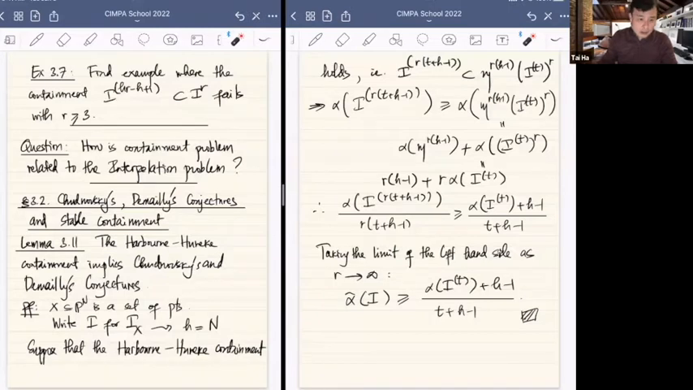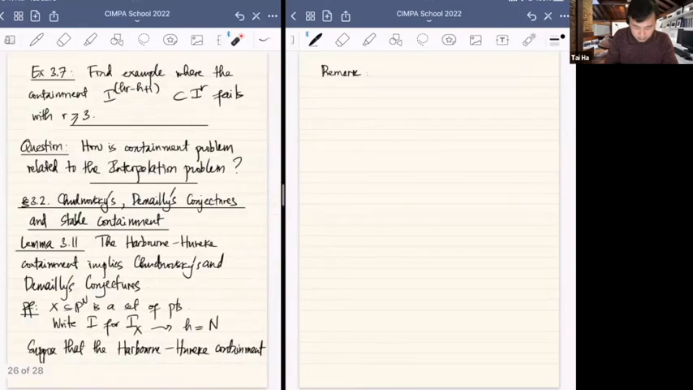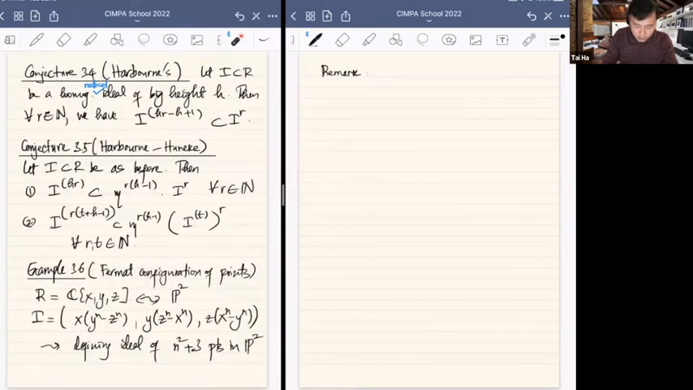All right, so let me make another remark here. Professor Ha, can you state the conjecture in terms of the Waldschmidt constant? The second one, the Harbourne-Huneke conjecture in terms of the Waldschmidt constant. I don't quite understand, because the Harbourne-Huneke conjecture is about containment of ideals. And the Waldschmidt constant appears in Chudnovsky and Demailly's conjecture.